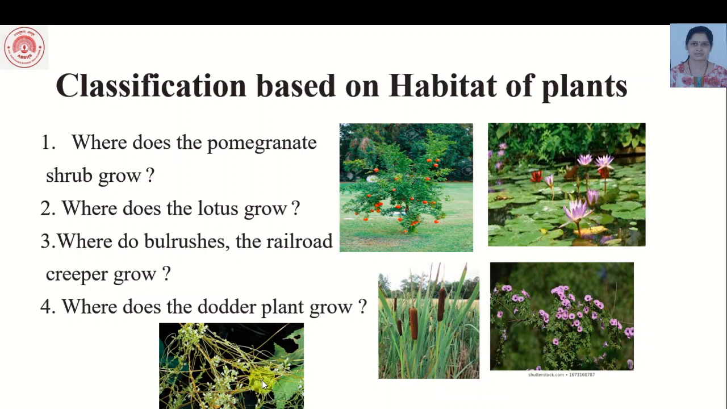We have studied dodder plant depends on other plant for their food. So dodder plant is which type of plant? Yes, it is heterotrophic plant.